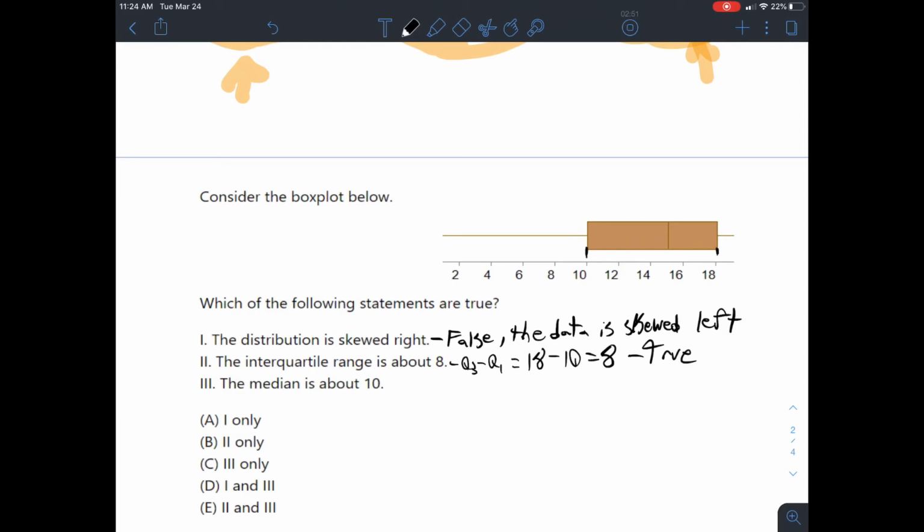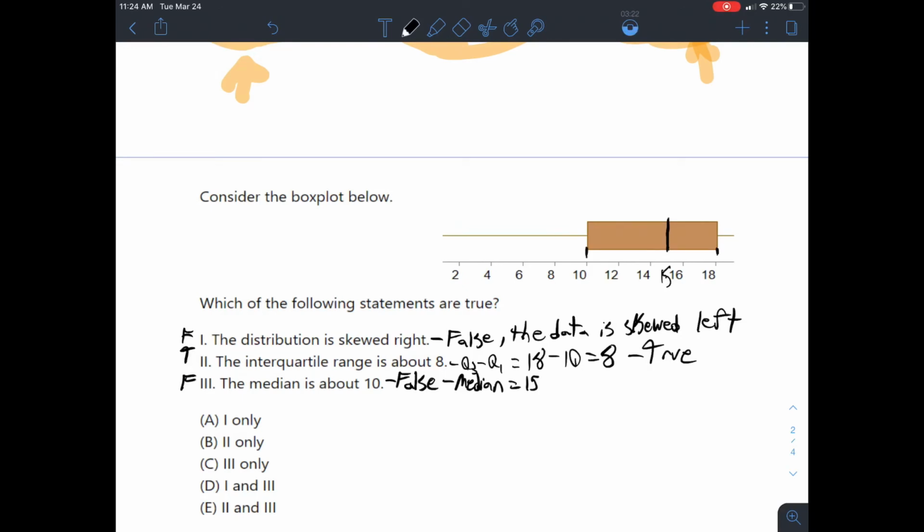So false, true. It says the median is about 10. Well, the median, or the second quartile, is represented by the line cutting the box. That's actually located at, it looks like, about 15. So the median is not 10. That's false. The median is 15. So that was also false. So only statement 2 was true.